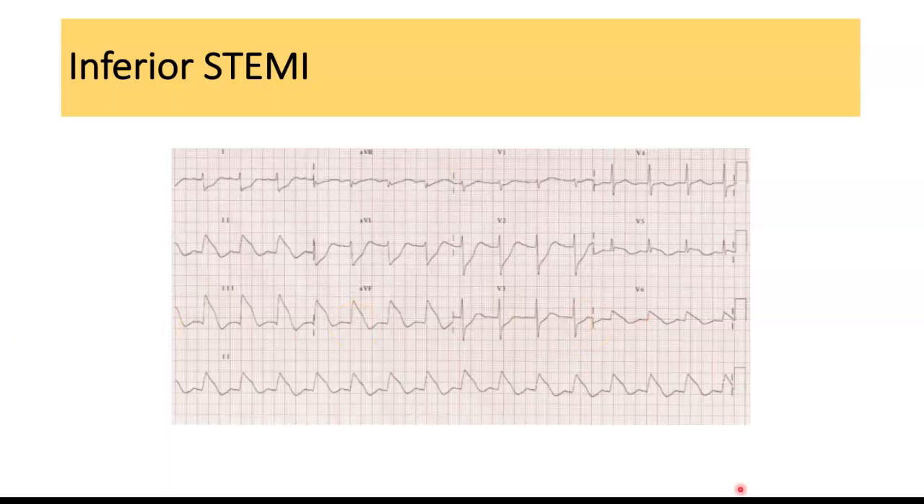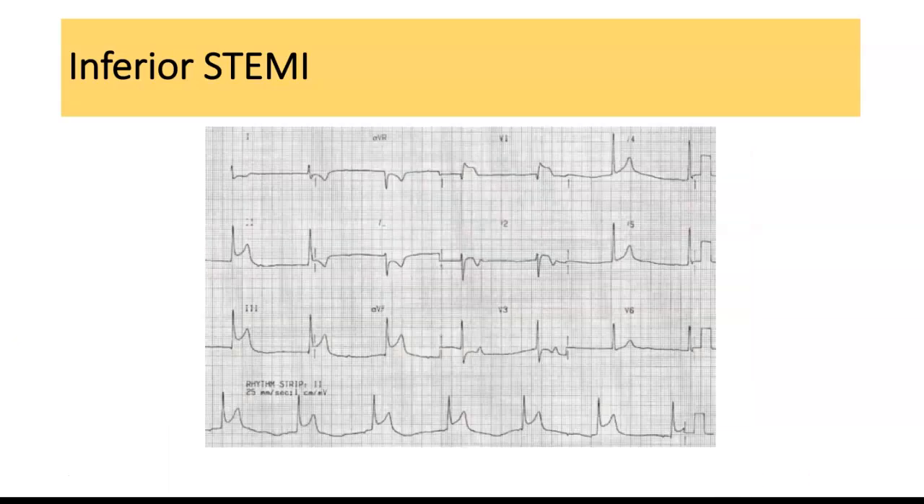This is just another example of an inferior STEMI. I've got another one here. So again, we have rate. This is slower, so it's less than 40. I don't see any P waves at all here. So no P waves. So junctional. The QRS, where I can see it here, looks narrow.